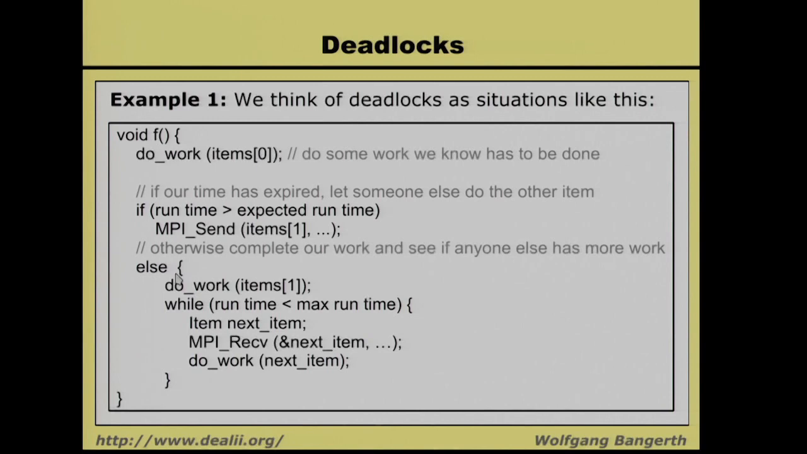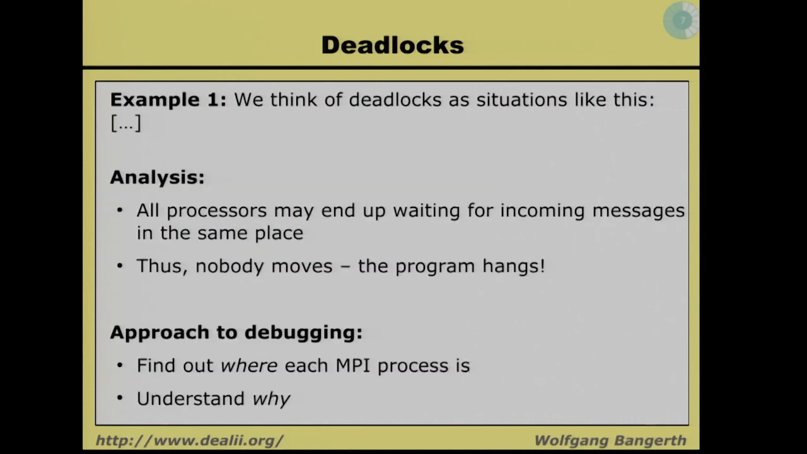On the other hand, if both of these processors find that their runtime has not exceeded the expected runtime, they both work on item 1, and then they get in here, for example, where they both wait for items to arrive. And they will wait there forever, because MPI receive only returns when an item has actually been received. So all processors may end up waiting for an incoming message in the same place, and nobody moves. That means the program hangs.